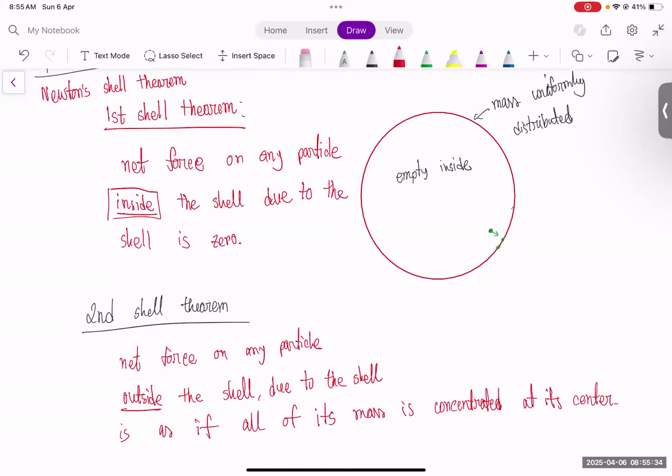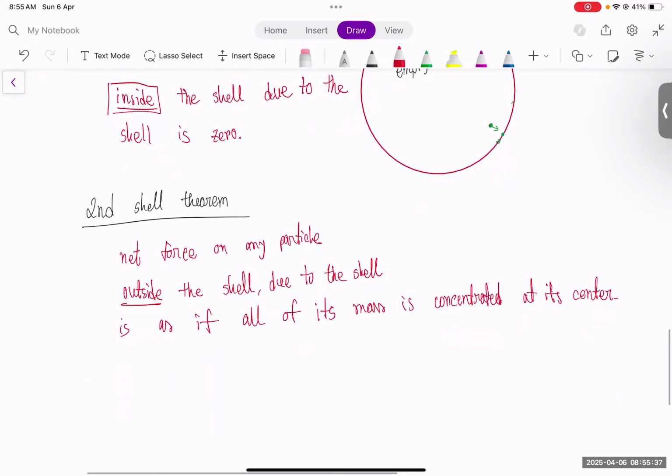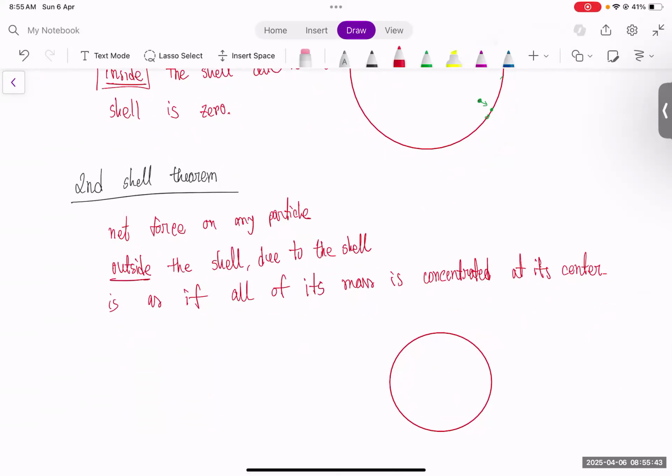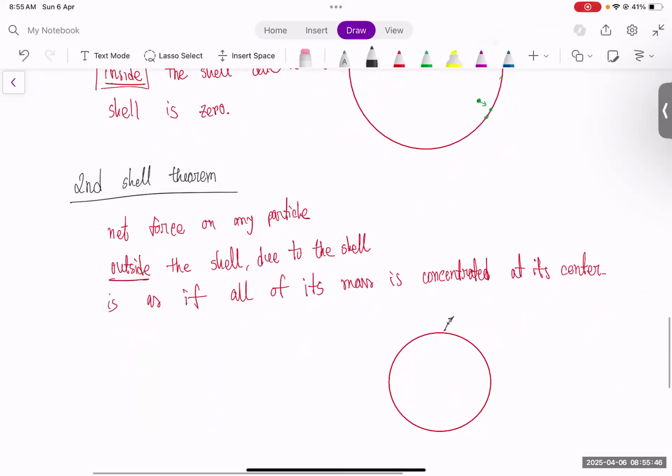Basically, this is telling you that if your particle is outside the shell, then the shell behaves like a point particle. So here's my shell. Again, the conditions are mass uniformly distributed. And then we say এর radius হচ্ছে r, এর mass হচ্ছে m, and then we have this particle that is out here, which is, let's say, center থেকে distance হচ্ছে ছোট হাতের r, এর mass হচ্ছে ছোট হাতের m.